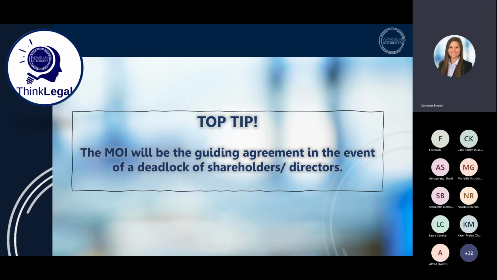Top tip, the MOI will be the guiding agreement in the event of a deadlock of shareholders and directors. So just again, on a sidebar, there will be a shareholders agreement in place, most likely. There will be a directors agreement in place, most likely. And then there's the MOI. So like I said, the MOI is the foundational document of your company. So this will be the first place to go and look for any sorts of, how do I figure this out? How do we settle this dispute type of questions?